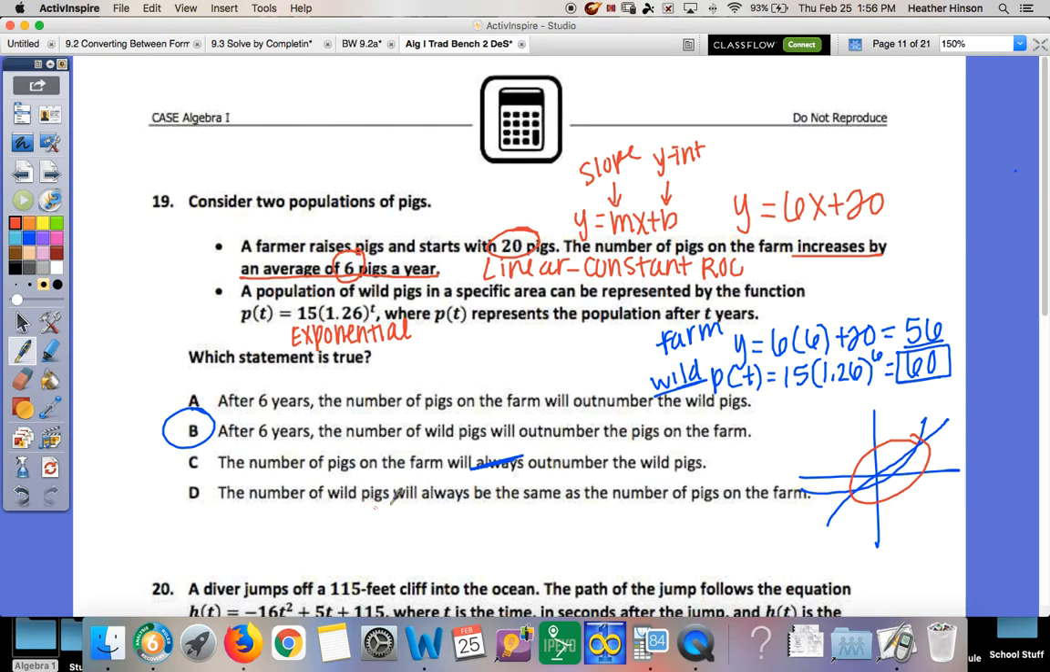The number of wild pigs will always be the same as the number of pigs on the farm? No. These are very different everywhere. They only cross each other and are the same twice. Everywhere else they're different. So they're never really the same, except for those two little bitty spots.